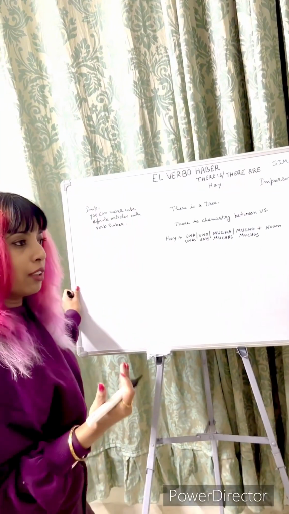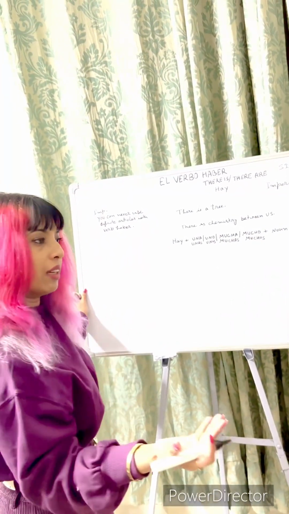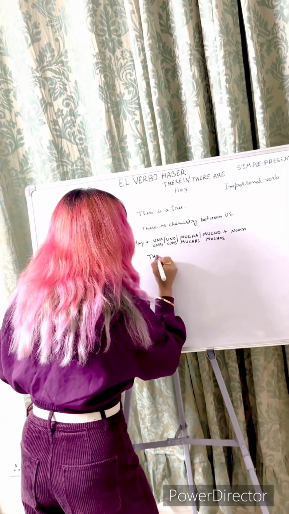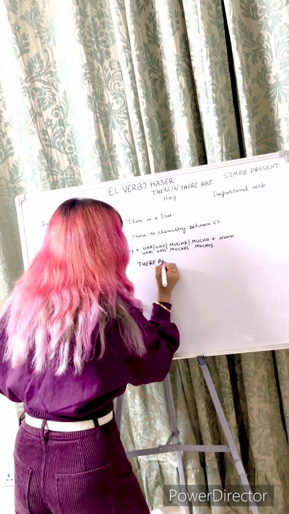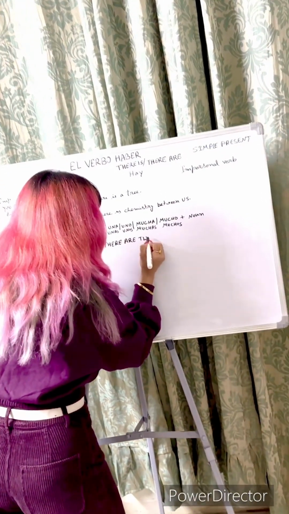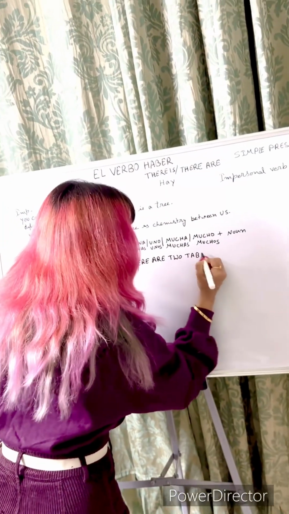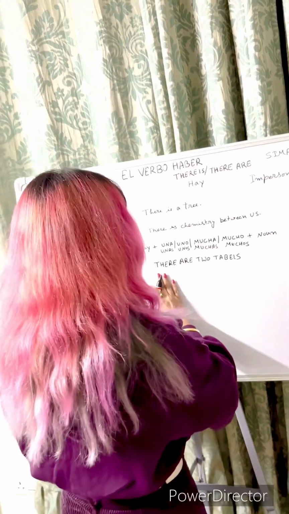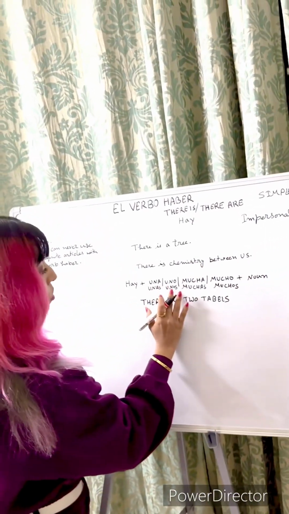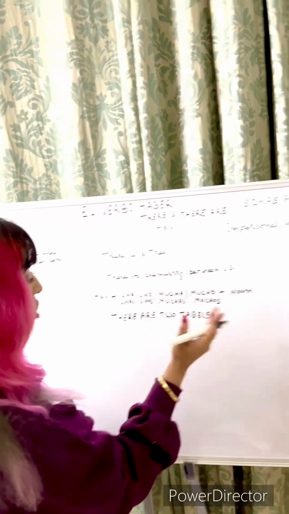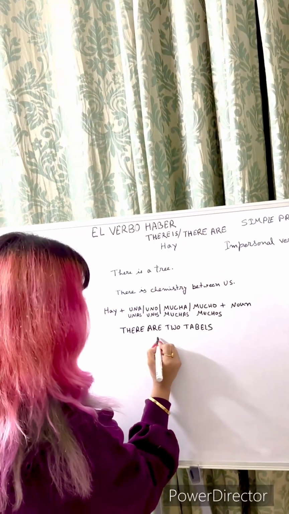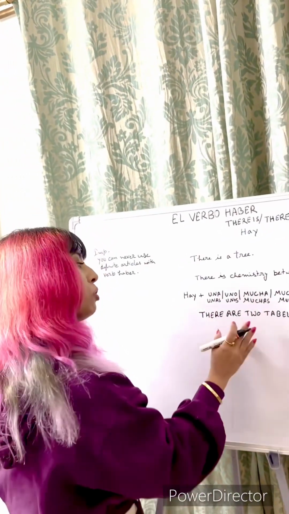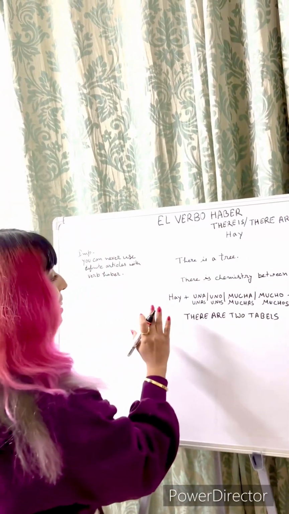And of course, if someone wants to say a particular number, like there are two tables, then we are not going to use unas or muchas. We'll use dos for 2 or tres for 3. Whatever number that person is saying, we will use that number only. So let's start with making sentences.